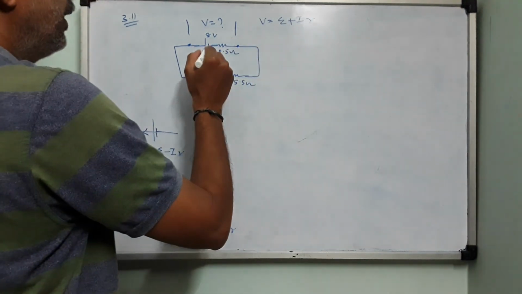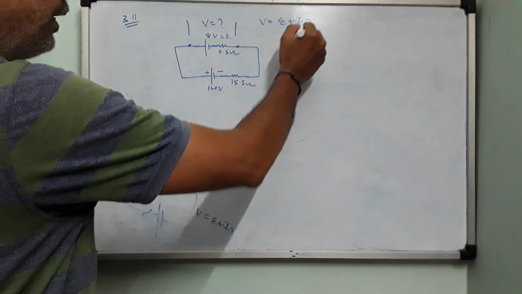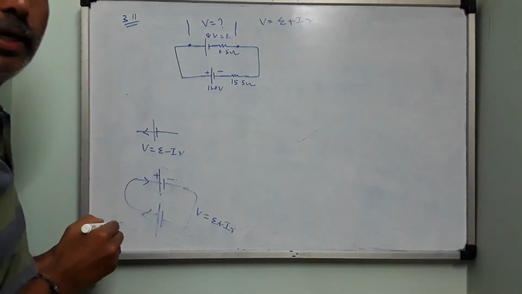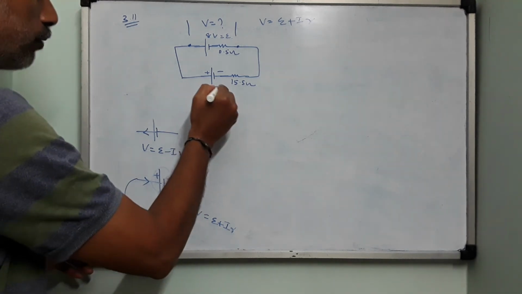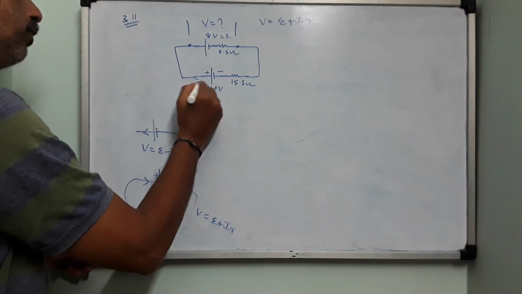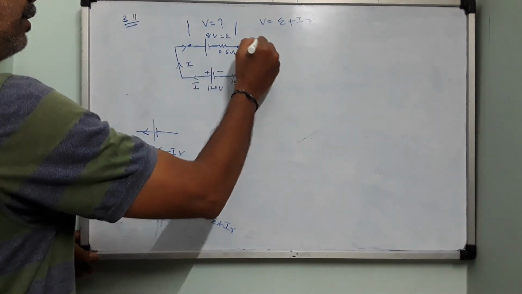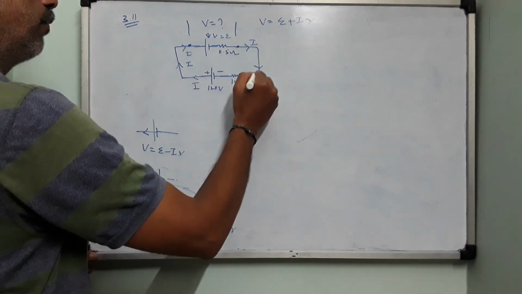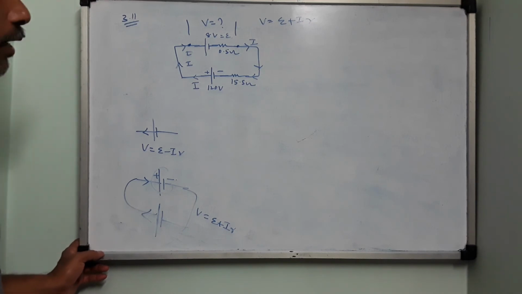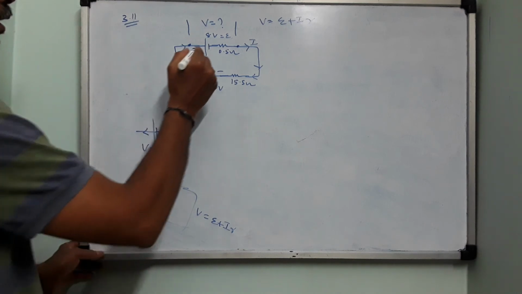What is EMF of this cell? EMF of this cell. What is I? Net current flowing in the circuit. What is R? Internal resistance of the cell. So now therefore, this being a cell of a larger EMF, this will definitely drive the circuit. This is the current I, this is the current I, this is the current I. Okay, the same current will come here. Fine, children?